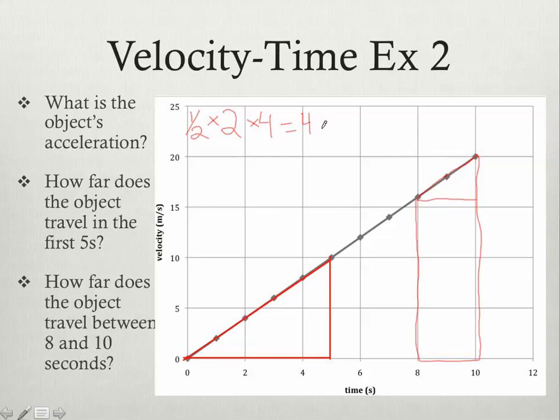But that's not all of it. We also need to find the area of this rectangle. And we know that the area of a rectangle is just length times width. So we're going to do 2 times 16, which gives us 32 meters. So the entire area under the curve, the displacement for the object between 8 and 10 seconds, is 32 plus 4, so it is 36 meters.